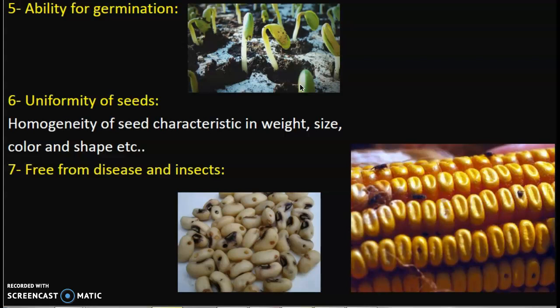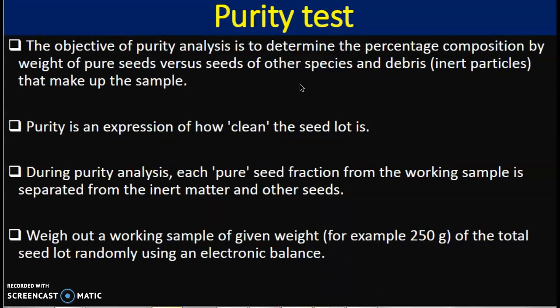diseases and insects. What is the object of the purity test? It is a purity analysis to determine the percentage of composition by weight of pure seeds. Okay, purity is an expression of how clean the seed lot is.